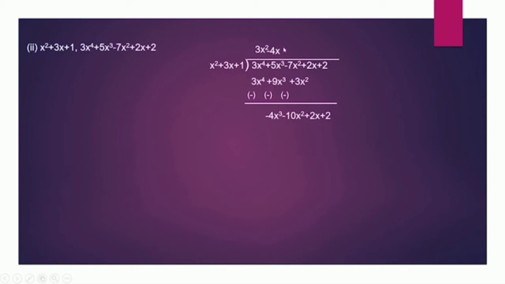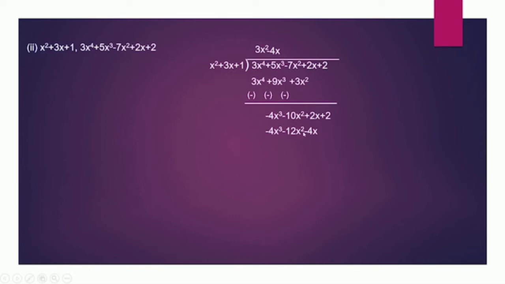Now again we need to multiply this minus 4x with x square plus 3x plus 1. When we multiply minus 4x into x square, we will get minus 4x cube, and minus 4x into 3x, we will get minus 12x square. Now again minus 4x, when we multiply with 1, we will get minus 4x itself.